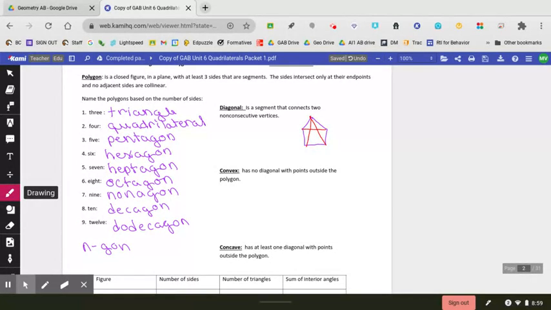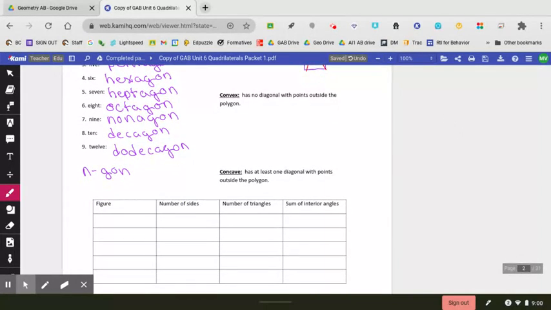Convex has no diagonals with points outside the polygon. So that pentagon is convex. That's what we're used to. There is concave, which has at least one diagonal with points on the outside. So a concave pentagon like that still has five sides, but if I draw this diagonal, it's on the outside of the shape. Generally, concave will form a cave.